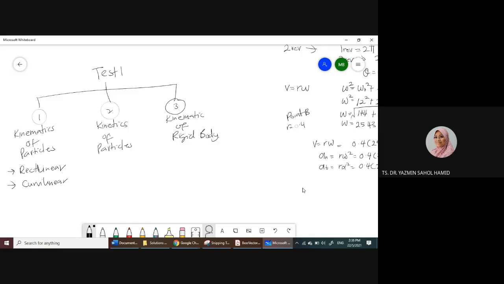Okay, now next we are involving kinetics of particle. In kinetics of particle, remember what we did? We use Newton's second law. Yes, Newton's second law. Because Newton's second law involves forces, and then we also learn about work energy and impulse and momentum. And kinematic of rigid body is the same.